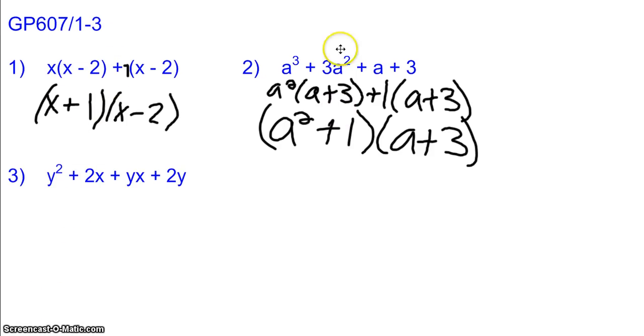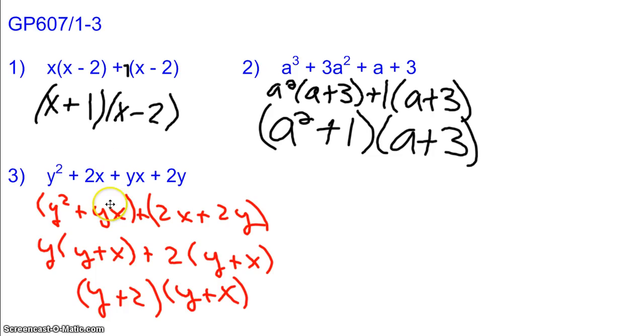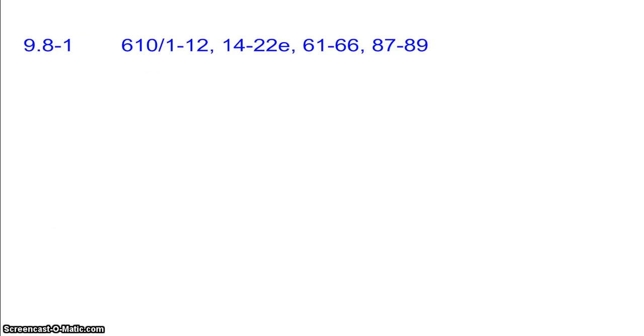Very good. Okay, so factor the first term, a squared, out, and then the second term is one of those, leaving us with what you see. Good job. Okay, so we put this in standard form, pulled out y, pulled out 2, and ended up with this factorization. Very good. Okay, so your assignment is here. Have fun. It's fun stuff.